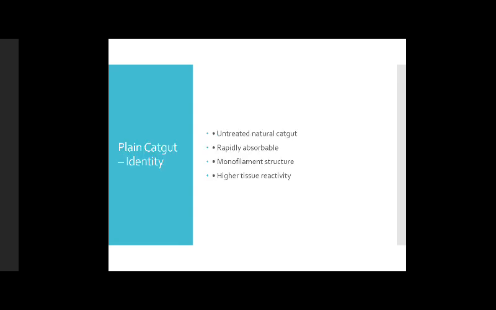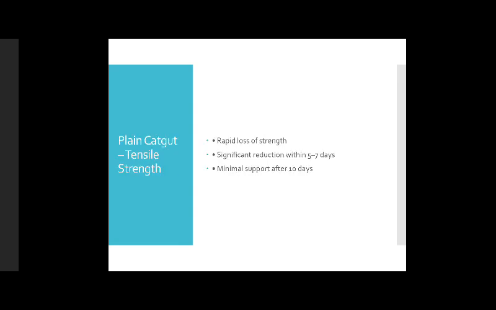Now, plain catgut. Untreated natural catgut. Rapidly absorbable. Monofilament structure. Higher tissue reactivity. These are all the identity of plain catgut. Now, what is the tensile strength of plain catgut? It has rapid loss of strength. It has significant reduction within 5 to 7 days, and minimal support after 10 days.